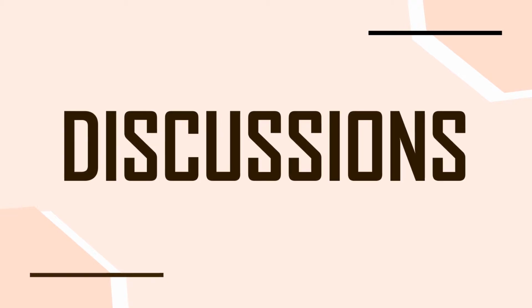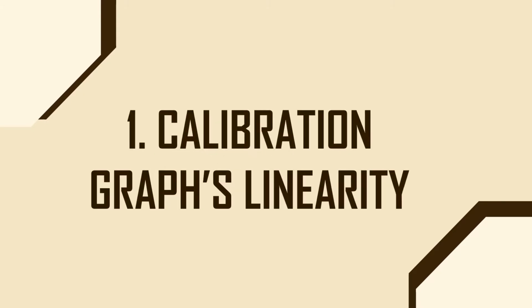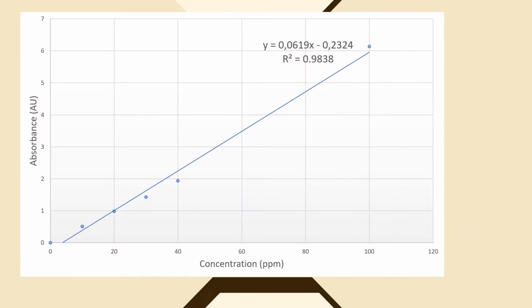Here we come to the discussion part to analyze the accuracy of data obtained from the experiment. The first discussion will be commenting on the linearity of the calibration graph. As seen in the graph, absorbance values versus concentration of caffeine for the standard are plotted. The line has an equation of y equals 0.0619x minus 0.2324 with an r-squared value of 0.9838.